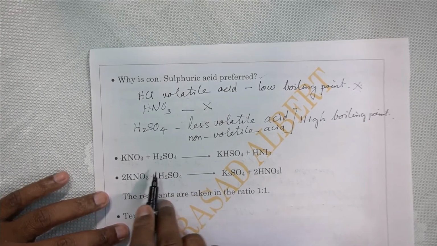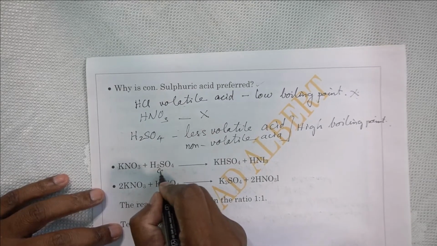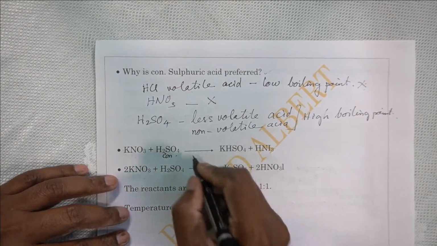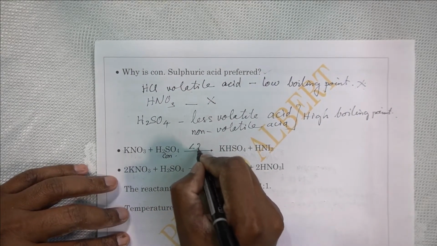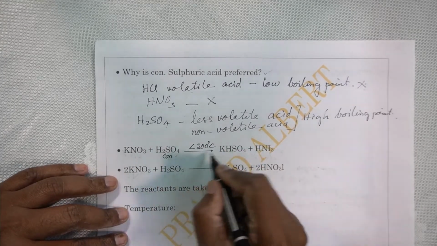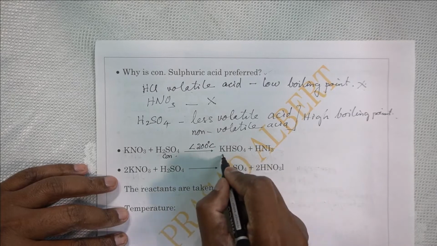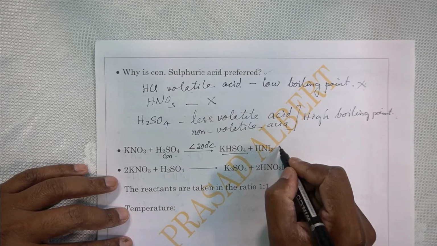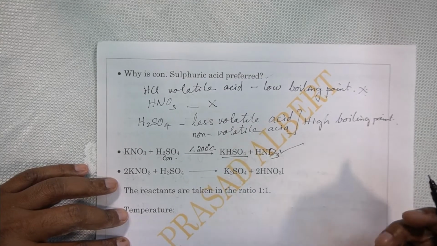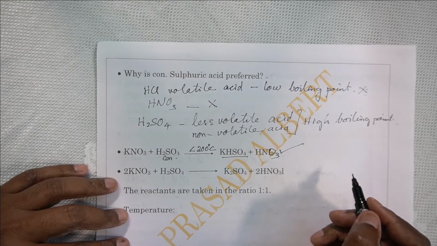And we heat potassium nitrate with concentrated sulfuric acid. You must write concentrated under the H2SO4. And this temperature is less than 200 degrees Celsius. The first reaction here is less than 200, so we get KHSO4, potassium hydrogen sulfate, and HNO3, nitric acid. So this is what is obtained here.